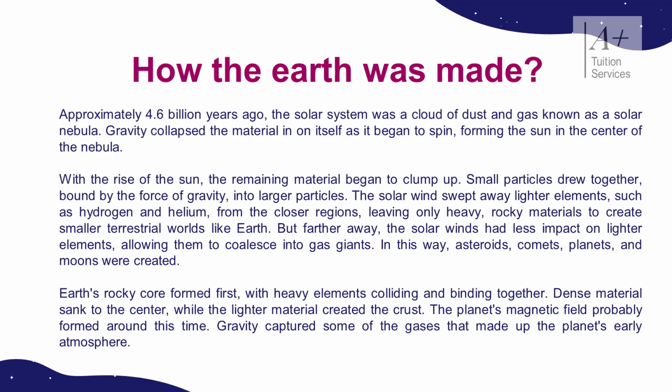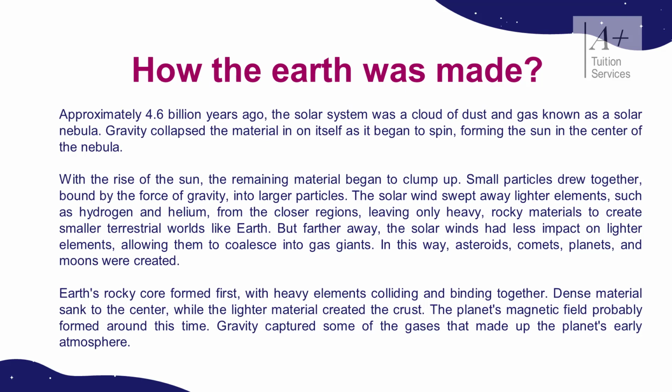Approximately 4.6 billion years ago, the solar system was a cloud of dust and gas known as the solar nebula. Gravity collapsed the material in on itself and it began to spin, forming the Sun in the center of the nebula. With the rise of the Sun, the remaining material began to clump up.